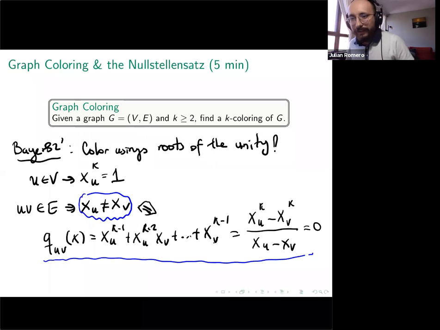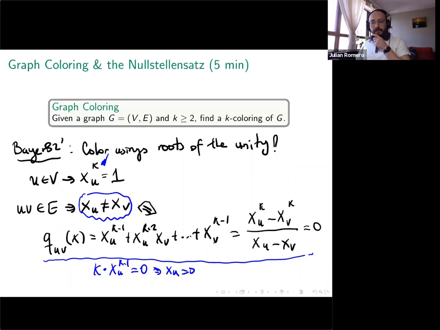Because suppose that they are the same. If xu is equal to xv, then what do I obtain in this summation? Everything here has the same degree: the sum of the degrees of these two variables is always equal to k minus 1. So when I multiply them, what I obtain is k times xu to the k minus 1, and this is going to be equal to 0. This implies that xu is equal to 0, but this is impossible because no root of unity is equal to 0.